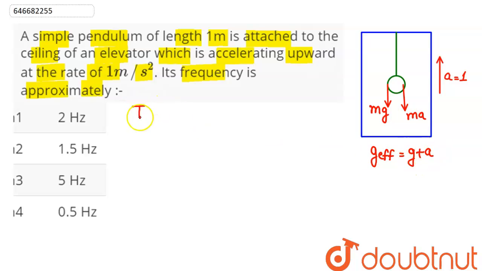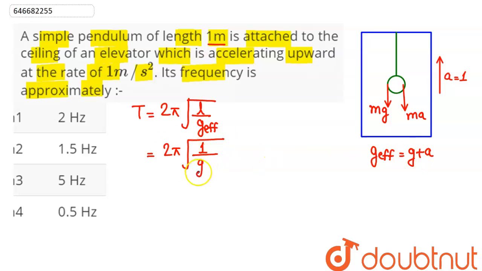Hence we can say for this simple pendulum the time period by the formula is T equal to 2 pi under root of L divided by g effective. So the time period comes out to be 2 pi root under L. Length here is equal to 1 meter and effective value of g is equal to g plus a. Now substituting the values we have 2 pi divided by square root of g, here 10, and a, here 1. So this comes out as 2 pi divided by root under 11.